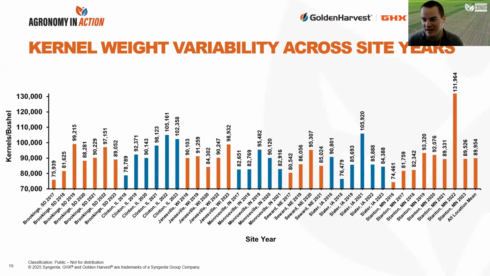I want to focus on the Stanton, Minnesota location, that last set of orange bars there, just to show you that even at a given location, same geography, the range in kernel weights that we're getting depending on the year. It is so environmentally dependent, going from 74,000 kernels per bushel in 2016 up to 131,000 kernels per bushel in 2022. I actually had to look back and see what went on at that location in 2022 to see why we had such light kernels there.